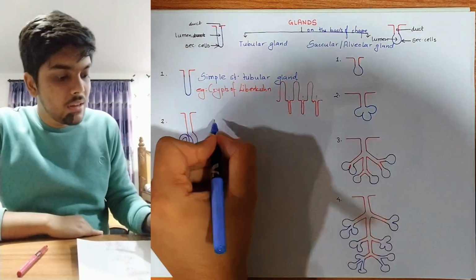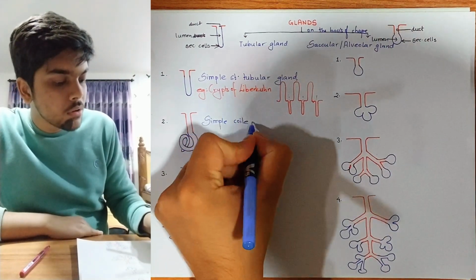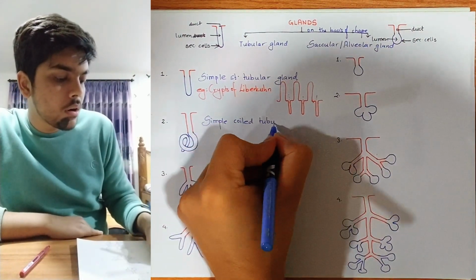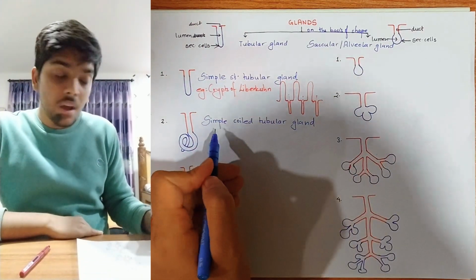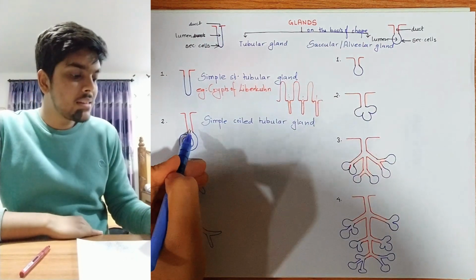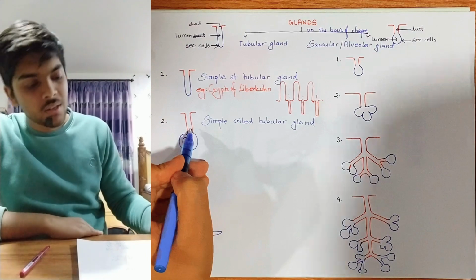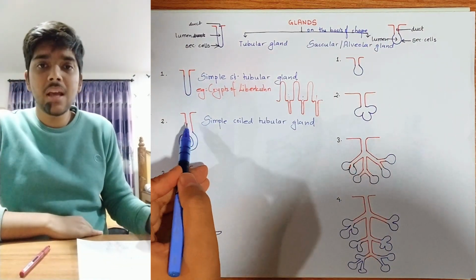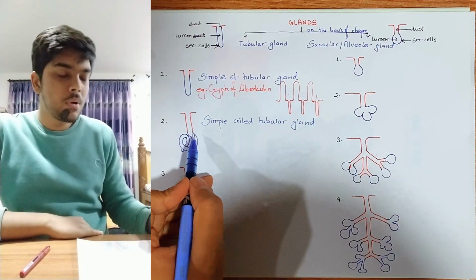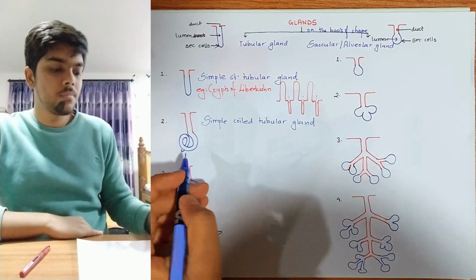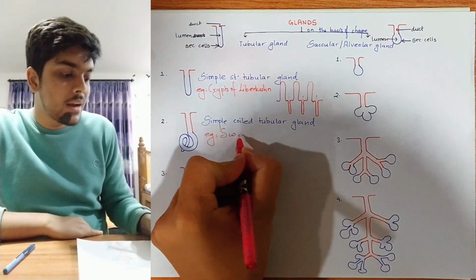Second is simple coiled tubular gland. It's simple because, again, it has a single duct. The duct is not branched. It is tubular because it looks like a tube, and it's coiled because the end part of this tubular gland is highly coiled. This type of gland is found in your sweat glands.